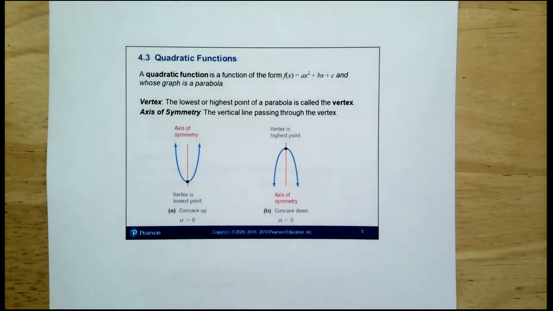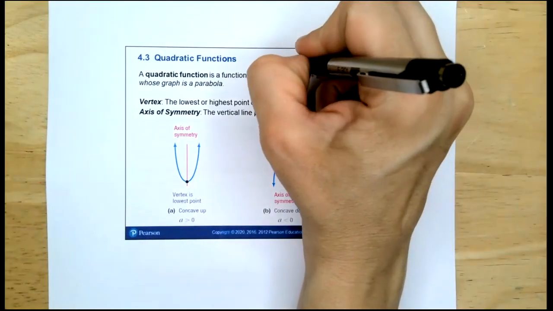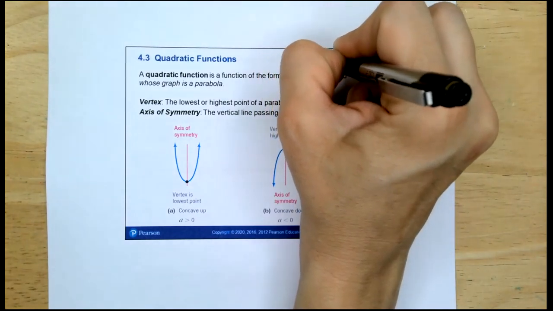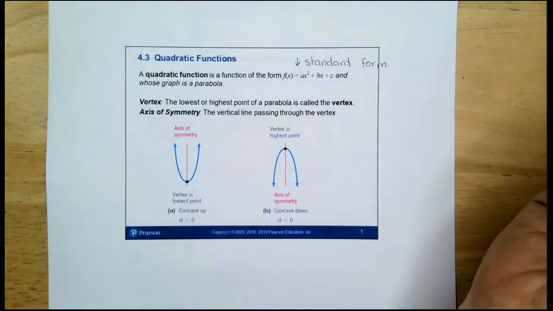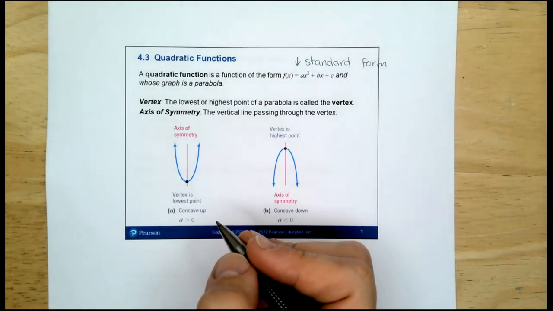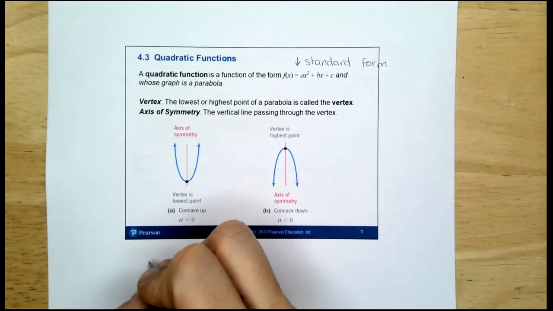So a quadratic function is a function of the form f of x equals ax squared plus bx plus c, and whose graph is a parabola. This is the standard form of a quadratic function. We also have the vertex form of a quadratic function.